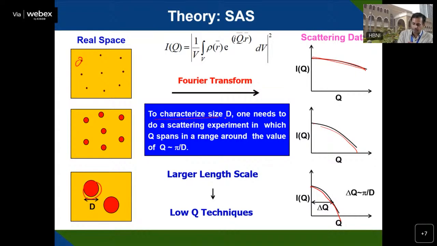So the larger the length scale, Q is inversely related to π by d. To characterize the size d, one needs to do a scattering experiment over the whole Q span in the range around Q equal to π by d. Here you can see this is the diameter of the particle. To get this information, Q has to be varied in the relation of π by d. So the larger the length scale, the lower the Q you have to come down to.